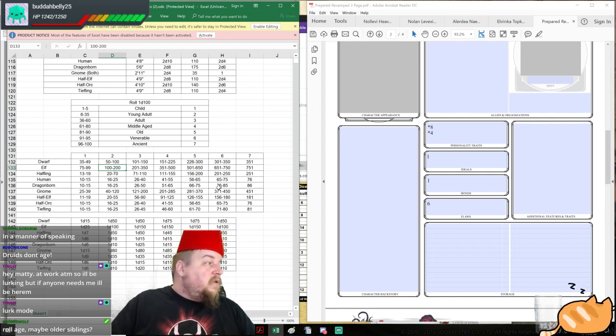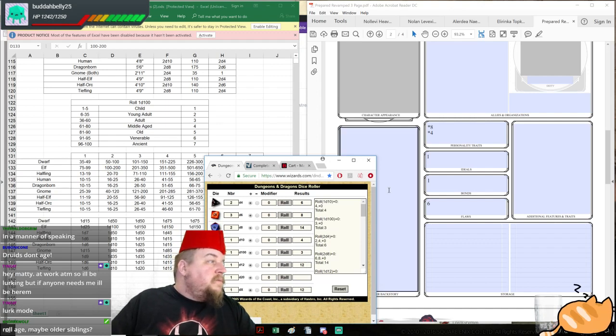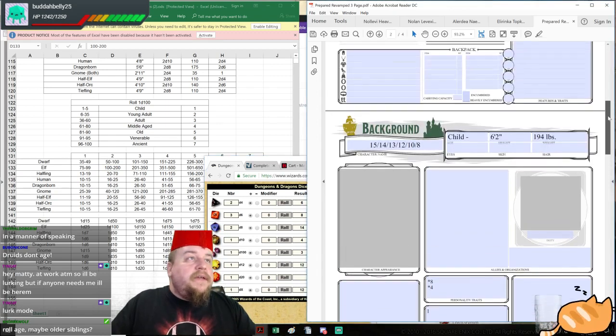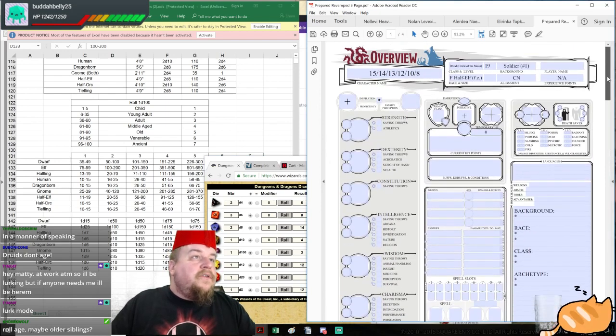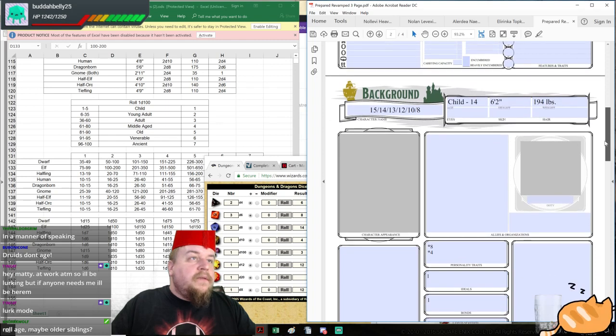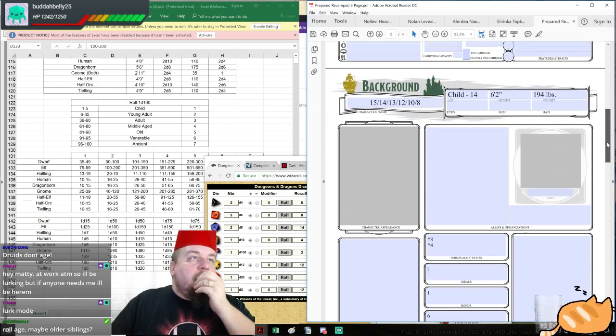Anyway, let's roll a 9-sided die. So we'll roll a d10 and re-roll a 10 if we get it. 4. She is 14 years old. She actually has a couple years on Nolan here. All right.